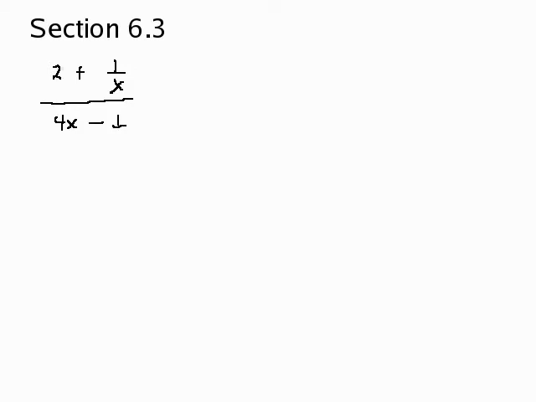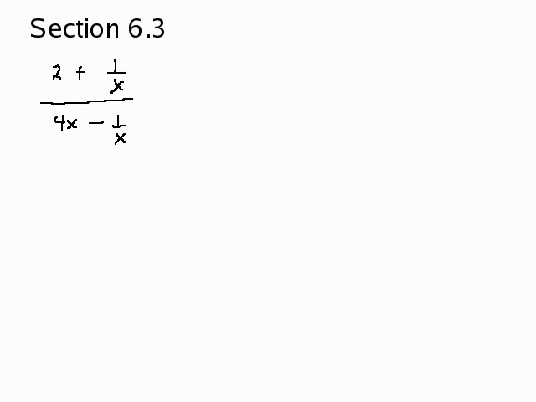All right, let's try a few more here. And I'm going to go ahead and type 6.3 here, just so people who come chiming in will know where we're at here tonight. And let me take one that has a little more interest here. This is similar to the last one we just did, and we're going to work on some more sophisticated ones as well. 2 plus 1 over x divided by 4x minus 1 over x.